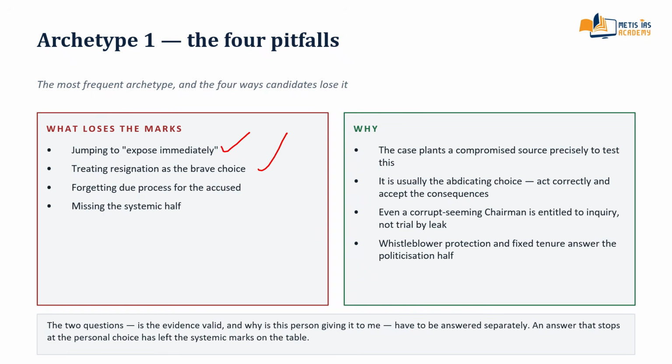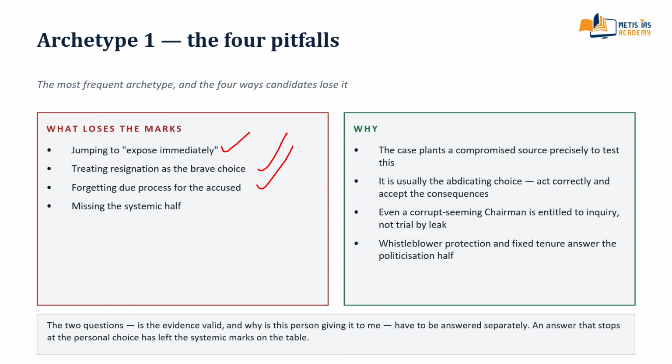It is usually the abdicating choice. The brave choice is to act correctly through proper means and accept the consequences of having done so. Then third pitfall, forgetting due process for the accused. Even a corrupt-seeming chairman is entitled to inquiry, not trial by leak.